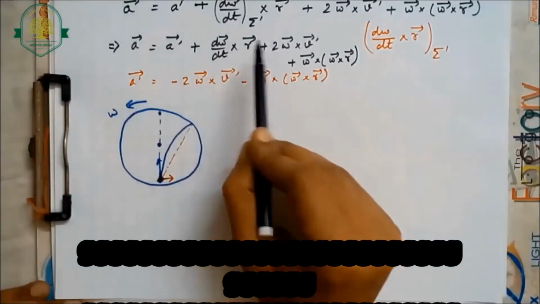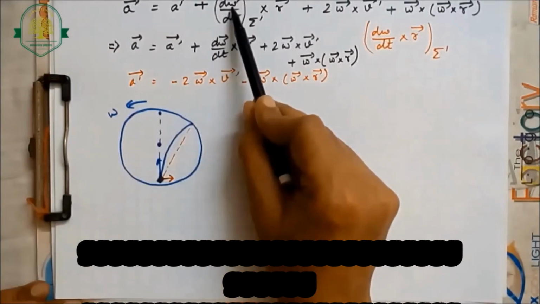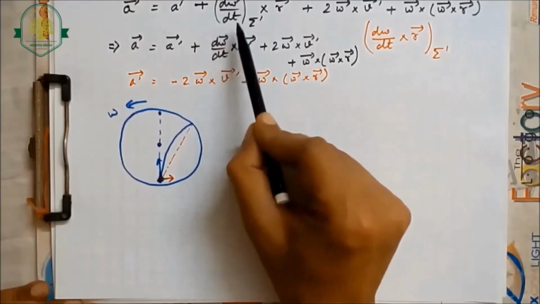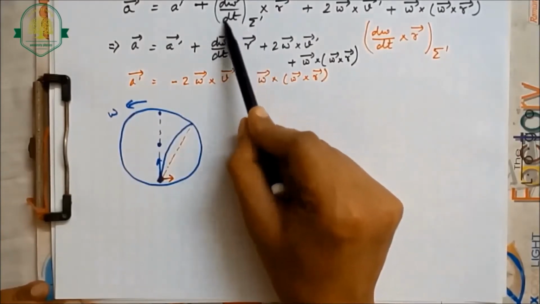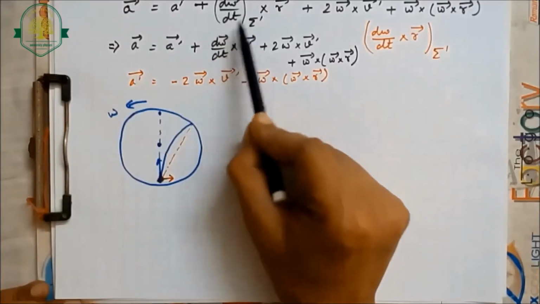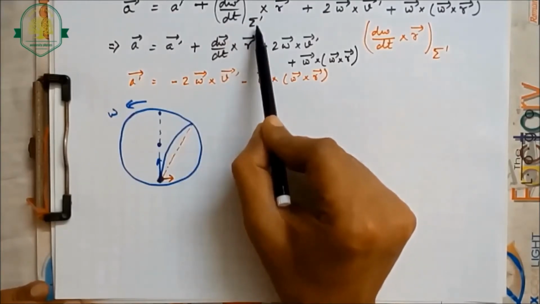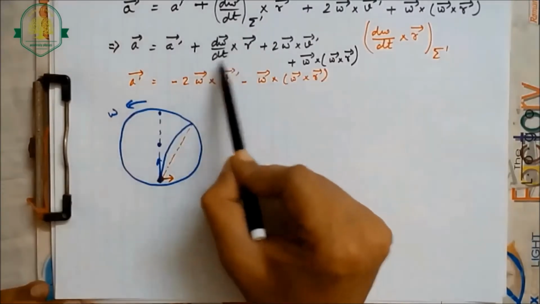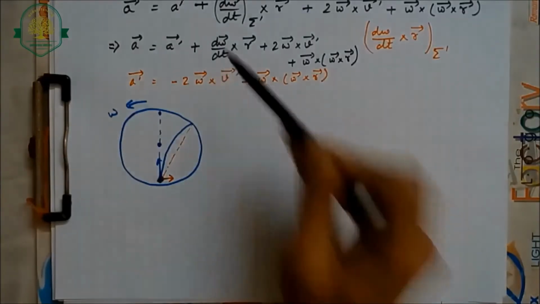Another thing that I wanted to say is that both frames of reference agree on what omega vector is, and therefore they agree on their time derivative. So it is not necessary to write a sigma prime below d omega by dt. We could as well have written a sigma. D omega by dt done with respect to sigma prime or with respect to sigma will yield the same result. So it's not necessary to specify with respect to which frame of reference we are doing this differentiation.